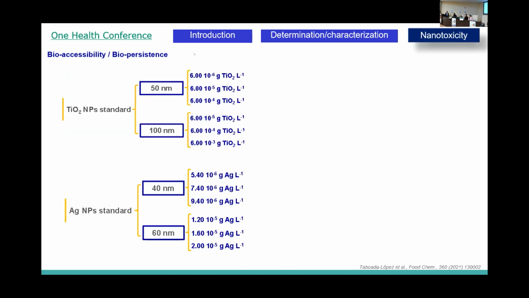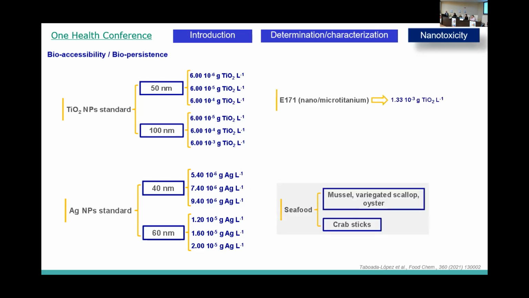So we have tested 2 different types of nanoparticles, the titanium dioxide nanoparticles and silver nanoparticles of 2 different sizes. And we tested 3 different concentrations for each one. And also we performed the experiment with the food grade E171, this nano and micro titanium, and also with seafood, mussels, mollusks in general, and surimi, crab sticks.